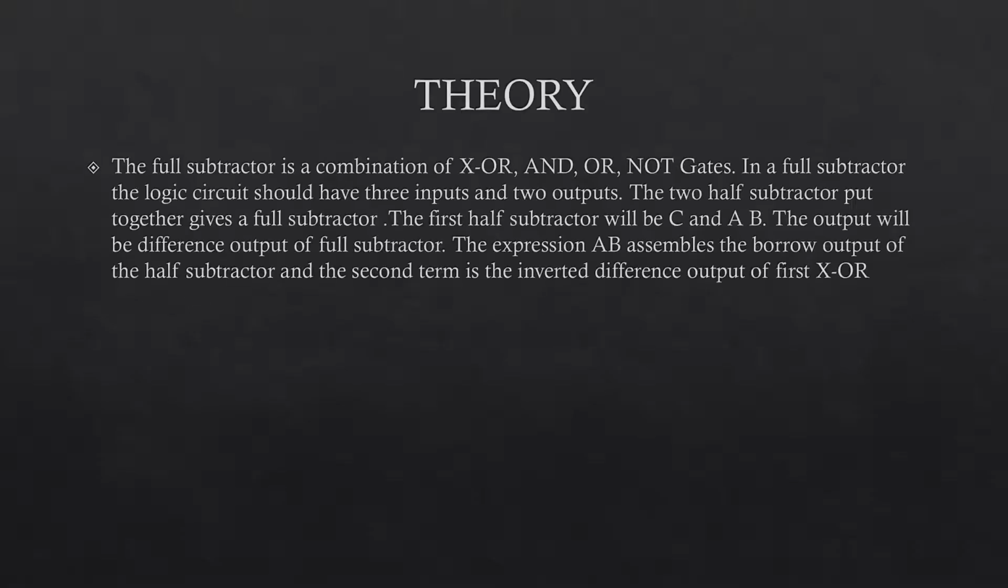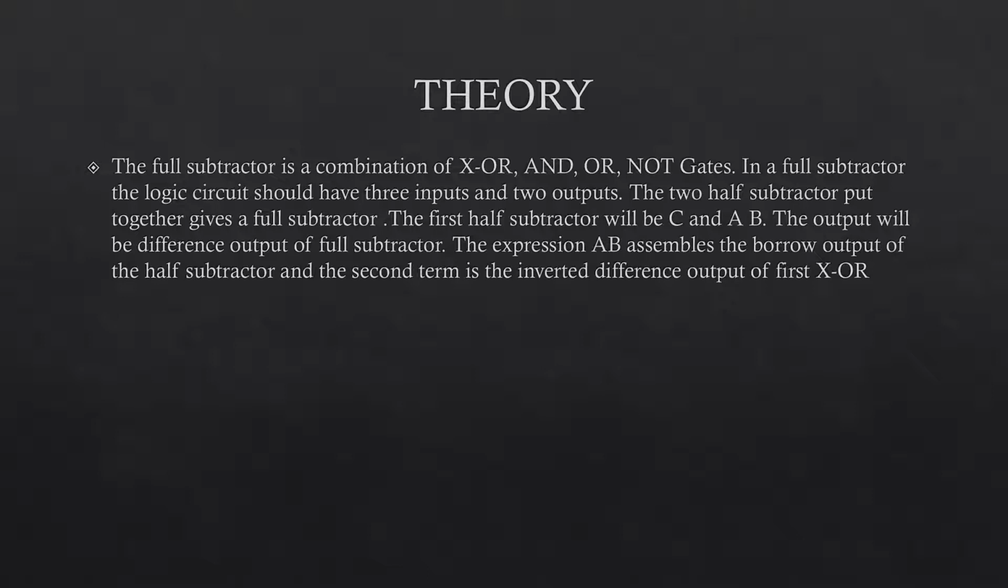Full subtractor. Theory. The full subtractor is a combination of XOR and OR NOT gates. In a full subtractor, the logic circuit should have 3 inputs and 2 outputs. Two half subtractors put together give a full subtractor. The first half subtractor will be C and AB.